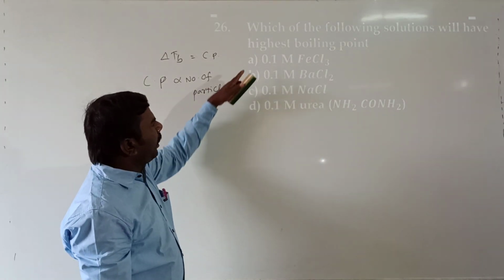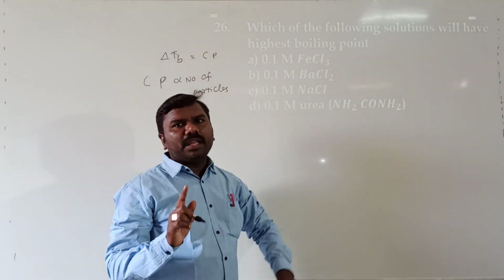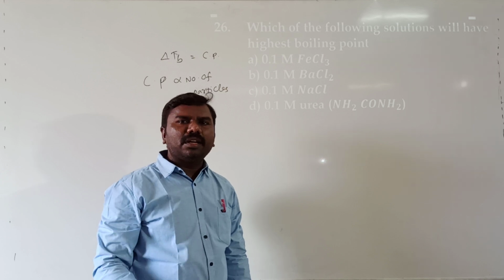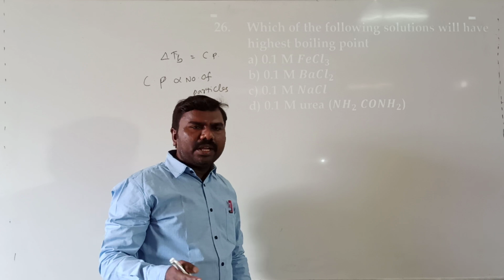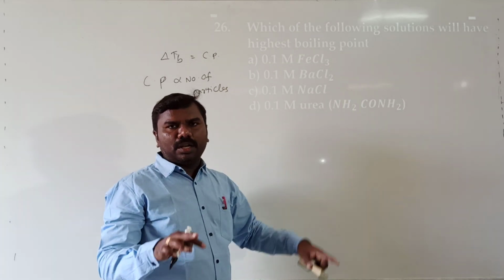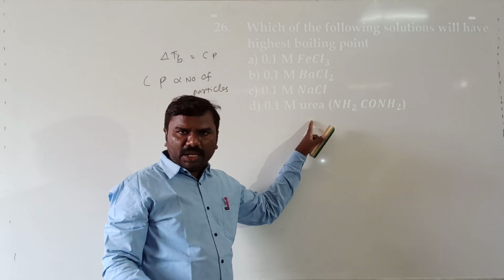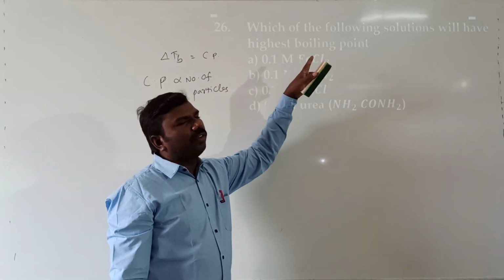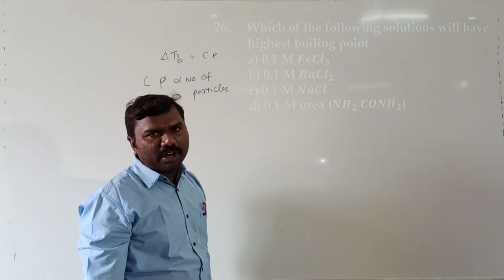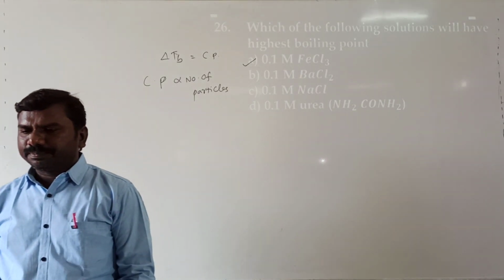In which case 0.1, 0.1, okay. Next, FeCl3: 1 Fe and 3 Cl, totally 4. Here 1 Ba and 2 Cl, totally 3. 1 Na, 1 Cl, 2. It is non-volatile, it will not be decomposed, only 1. So 1, 2, 3, 4. Which is having more number of particles? The first option is the right answer. Next.